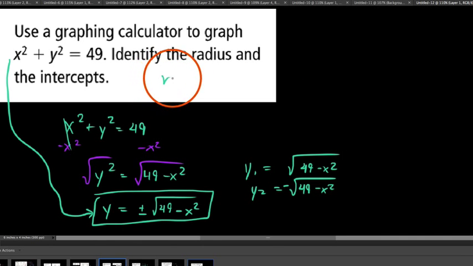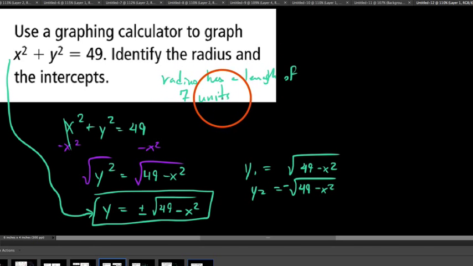So we would say that the radius has a length of 7 units. And this is the graph of a circle.